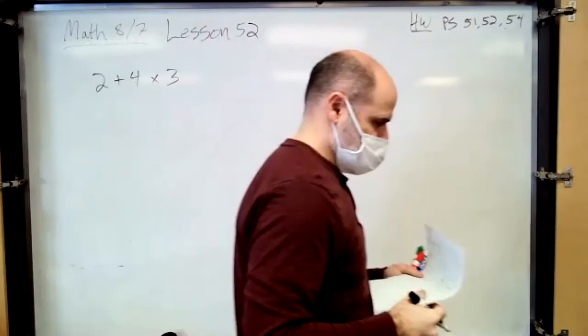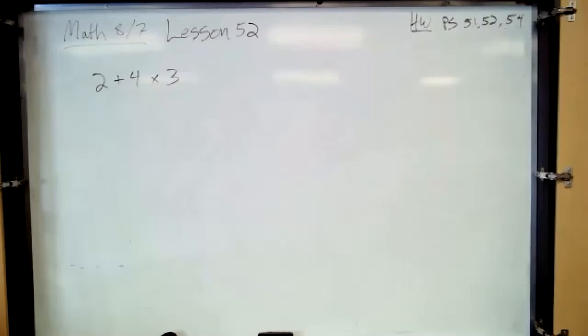Number. Kiara? Is it 18? Nope. Number. What is it? Is it 14? Did all of you think 18? Is it 14? It is 14. Why is it 14 and not 18, Dylan? Well, I multiplied 4 times 3 first and then added. Yeah, now multiplication comes before addition.